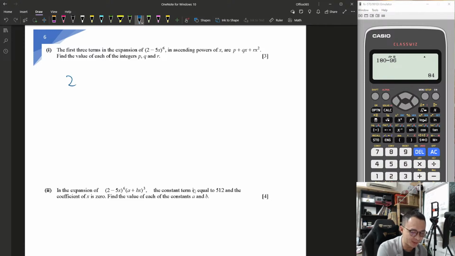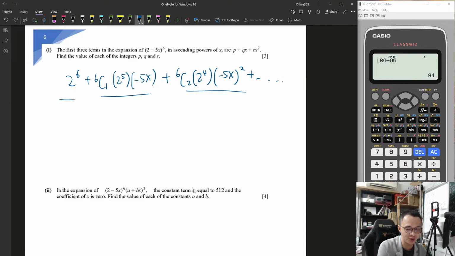Alright, the first one is 2 power 6. Then plus, the next one is 6c1. And then 2 power 5. Because 6 minus 1, this is how I get 5. Or you can imagine the power of 2 keeps on decreasing. Also can think that way. This is negative 5x plus 6c2, 2 power 4. And then this is negative 5x squared. Okay, do you see the first three terms? 1, 2, 3. So this is how they get the first three terms.